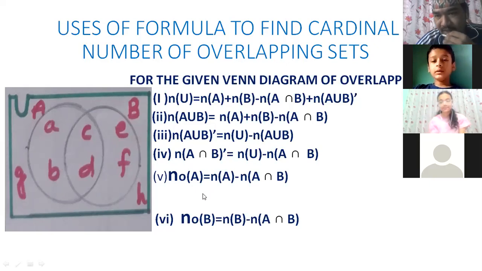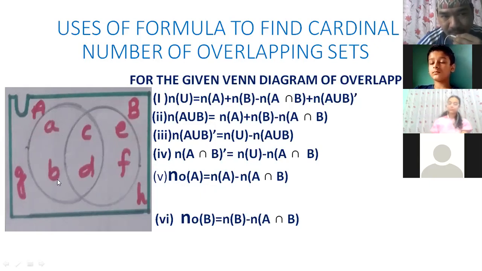Look here. This is for the overlapping set. I am again teaching the next one. Look here, number 5, and only A. How to find and only A? And only A means from A we have to subtract A intersection B.